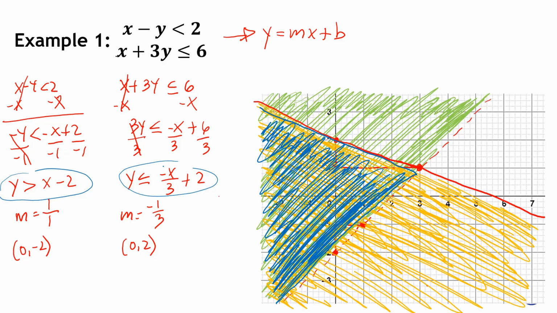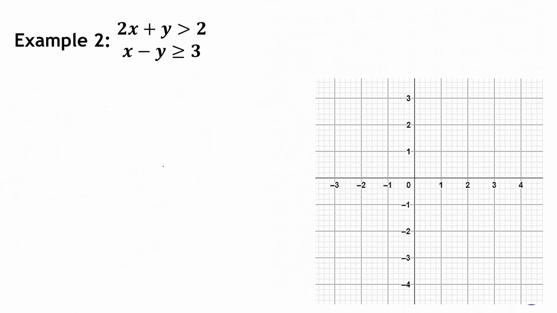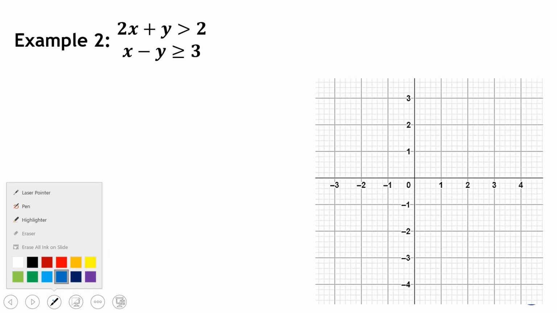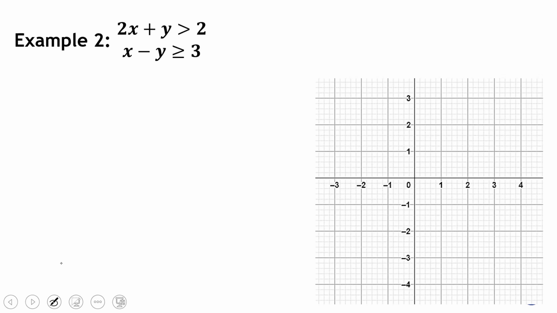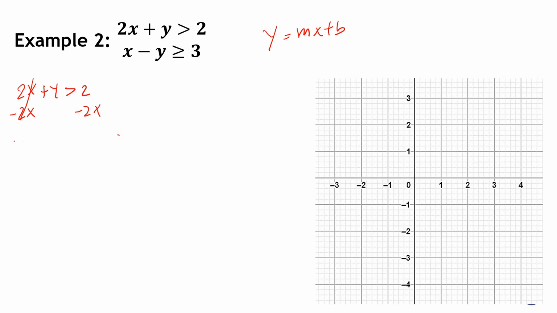Let's go to the next one. I have 3 here, so let's make this quick, as long as you understand the procedure. We have 2x plus y is greater than 2. I'm going to subtract 2x on both sides because we will transform this into y equals mx plus b. That's what we want. Now we have y is greater than negative 2x plus 2. So our slope here is negative 2 over 1.